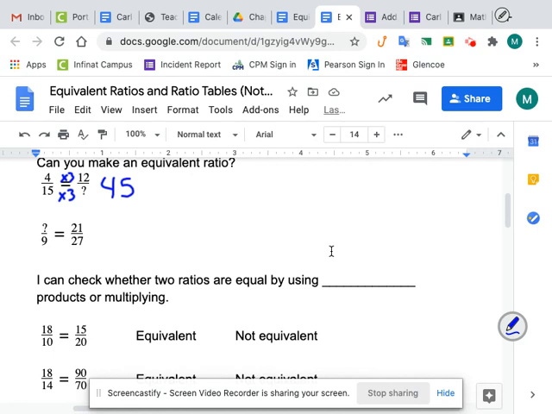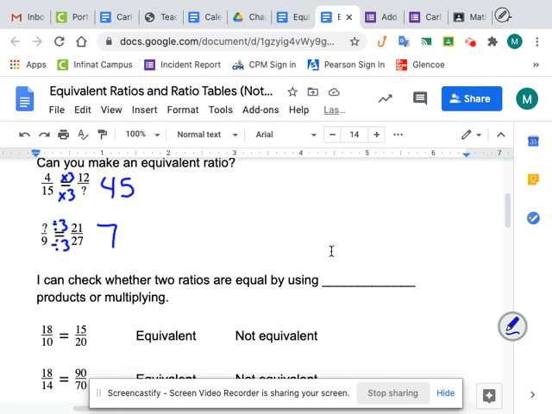At the same time, you can also work backwards. So I'm thinking 27 to 9, I would divide by 3. I'm going to do that on top and bottom. So 21 divided by 3 is 7. So 7/9 is equal to 21/27.